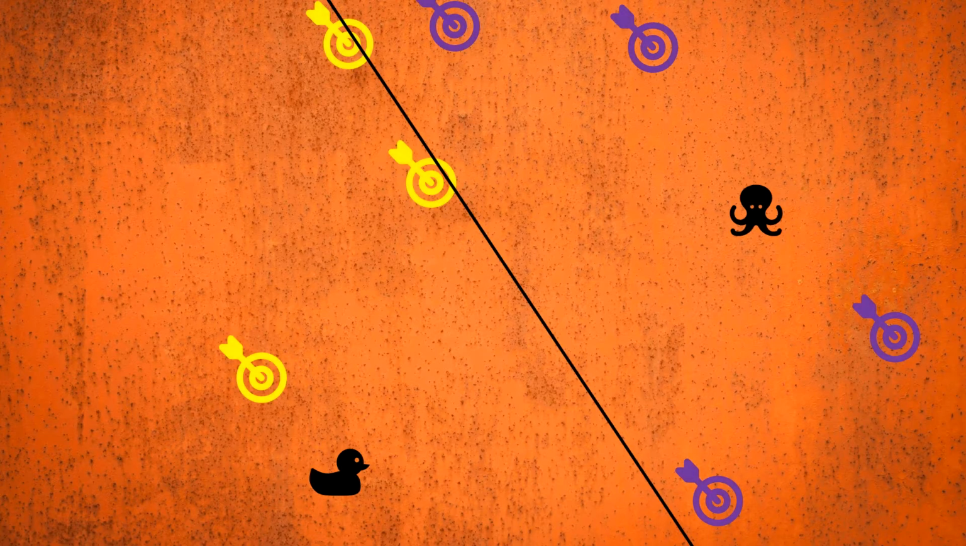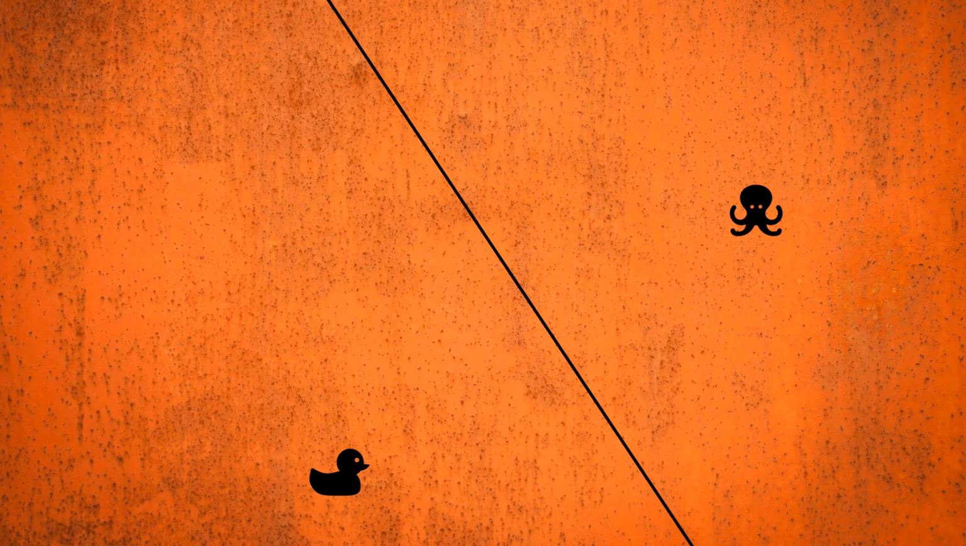In this case, the Voronoi diagram consists of a duck region, shown with yellow darts, and an octopus region, shown with purple darts. With two critters, or objects, or vertices if you want to get all mathy about it, the Voronoi diagram will always consist of a single line, splitting the geometric plane into two infinite halves.